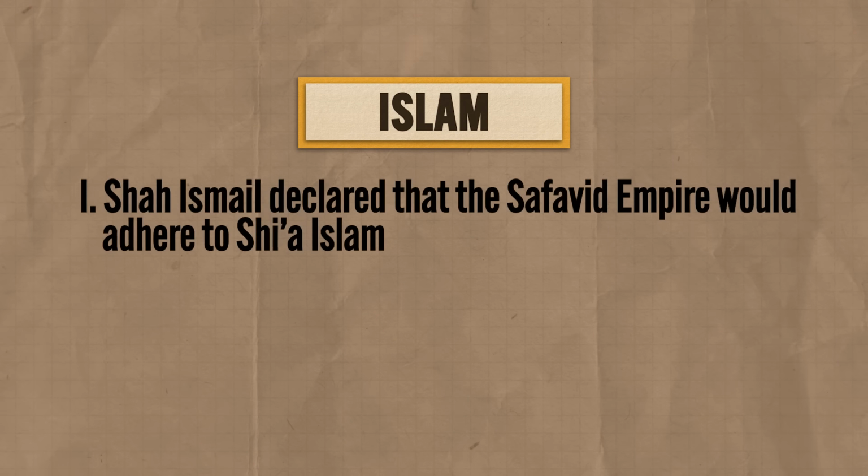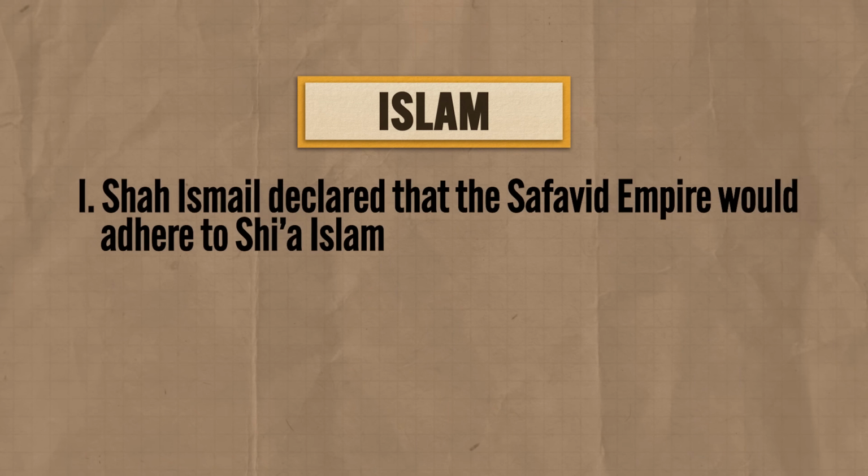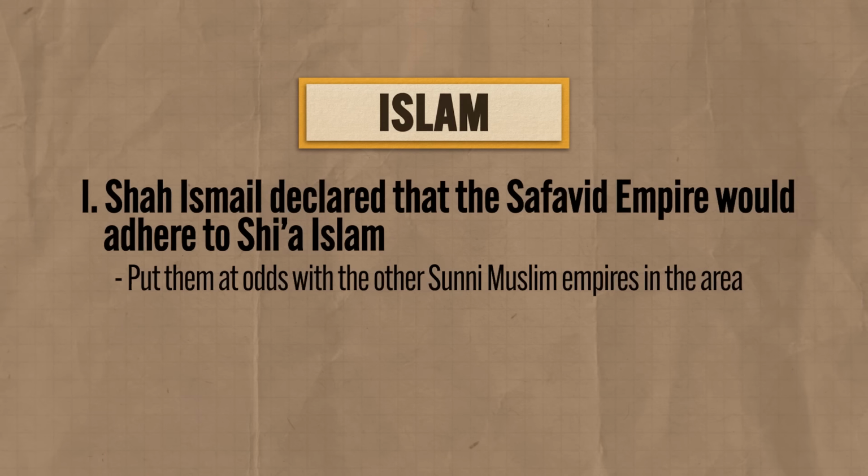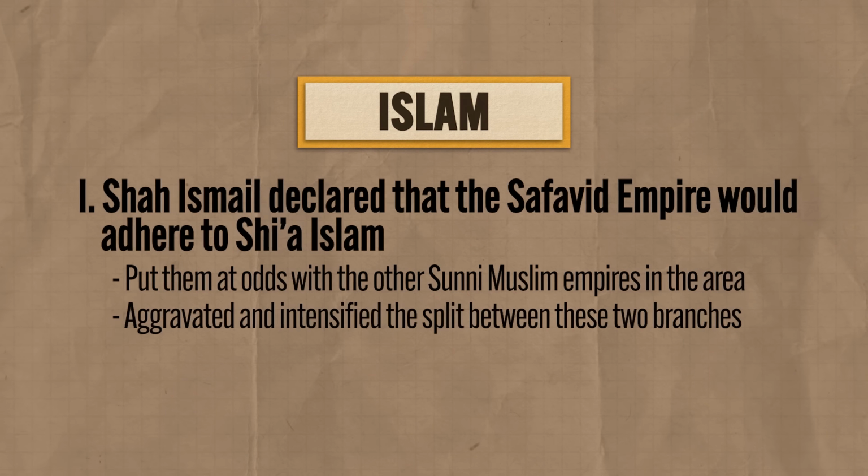Okay, second, let's consider Islam, and here we need to examine how political rivalries intensified the Sunni-Shia split. Now, I already mentioned that Shah Ismail declared the Safavid Empire would adhere to Shia Islam, and that put them at odds with other Sunni Muslim empires in this area. But I probably undersold just what a big deal that was. In fact, many people argue that Ismail's decision was among the most significant events in Islamic history. And that's because his decision aggravated and intensified the split between these two branches.